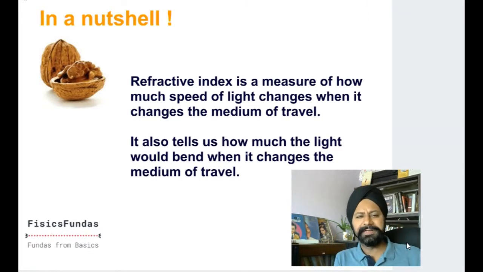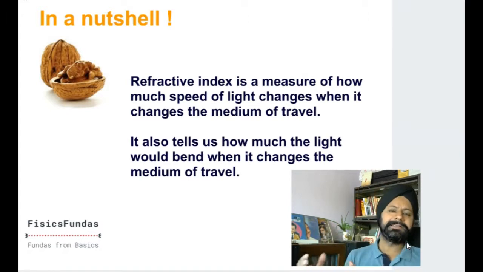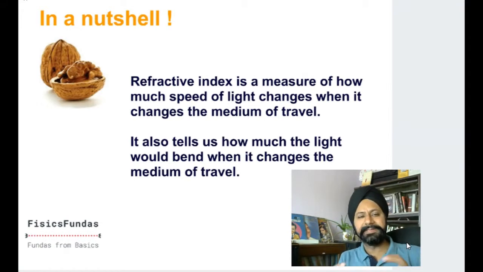So in a nutshell, what is refractive index? It is a measure of how much the speed of light changes when it changes the medium. Let's say light is traveling in vacuum and it enters air, what is the change in the speed? Or when it enters glass? We have already spoken about this, light is an electromagnetic radiation. It can travel in vacuum and it can also travel in mediums, but the speed is not the same. The speed changes when it changes the medium. So refractive index is the measure of how the speed changes when the medium changes.